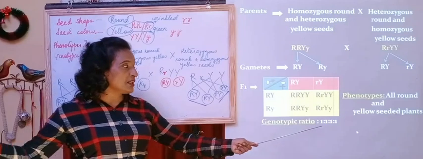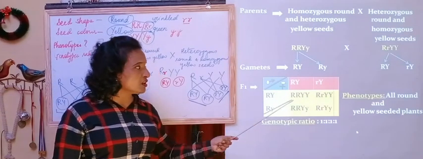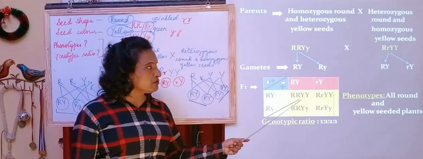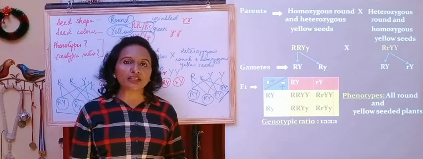And the genotypic ratio will be, again, since all the 4 offsprings are different from each other genotypically, therefore it will be 1:1:1:1.